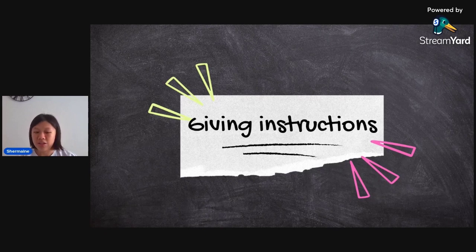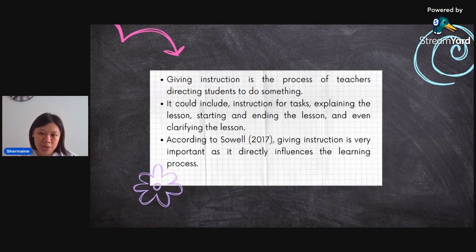So the first aspect is giving instruction. Giving instruction is the process of the teacher directing students to do something. It includes instructions for tasks, explaining the lesson, starting and ending the lesson, and even clarifying the lessons. Giving instruction is very important and directly influences the learning process. It is the main teacher talk that we use, because the main thing we do is deliver knowledge, right? And doing activities, all of these come under giving instruction. So it's actually very important.